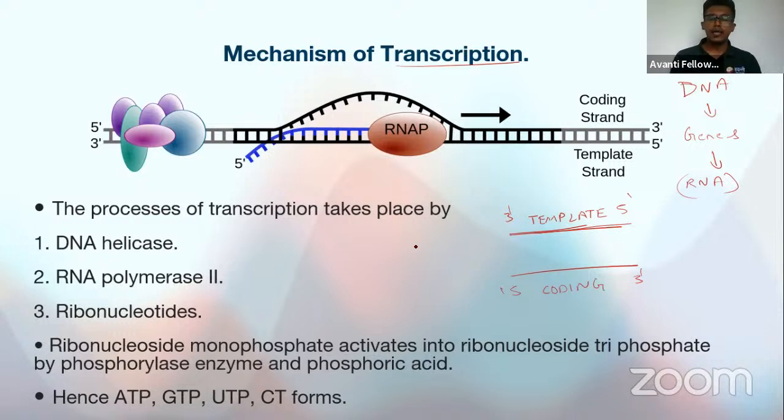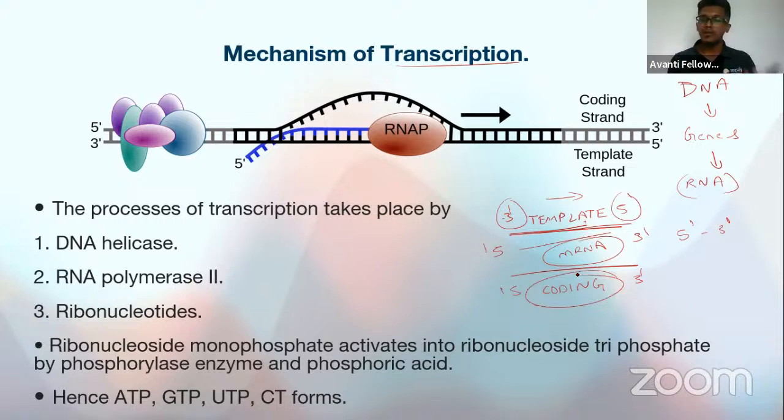So how do we recognize which is template and which is coding? It's very simple. The synthesis of mRNA always happens in which direction? It happens in the 5' to 3' direction. So if the 3' to 5' strand is the mother strand, then your mRNA will be synthesized from 5' to 3'. That is why we say the 3' to 5' strand is always the template strand and the 5' to 3' strand is the coding strand. It's a very simple thing we can use to recognize which is template and which is coding.